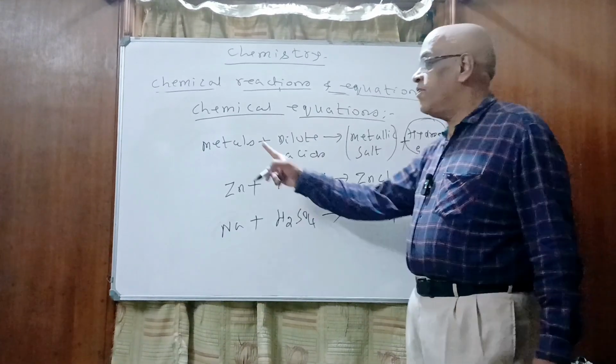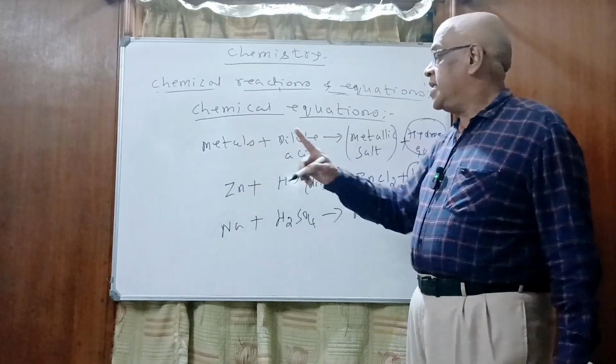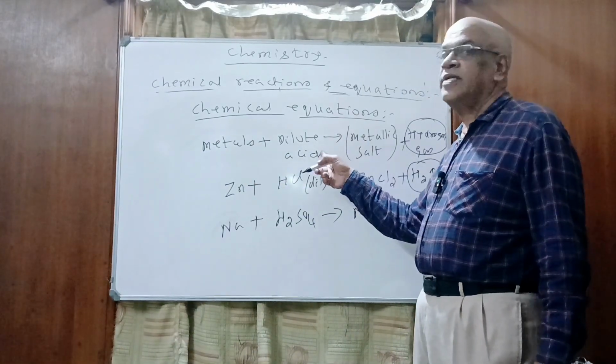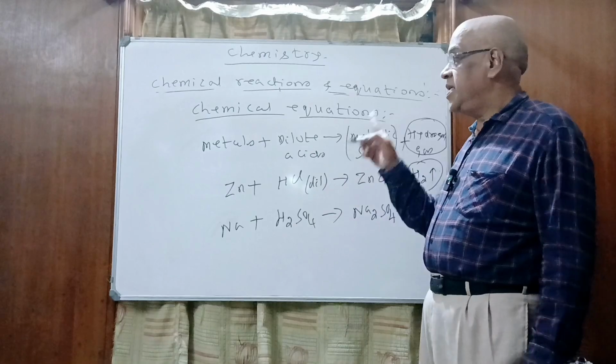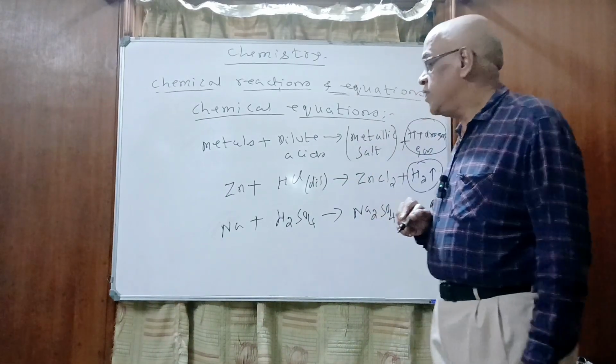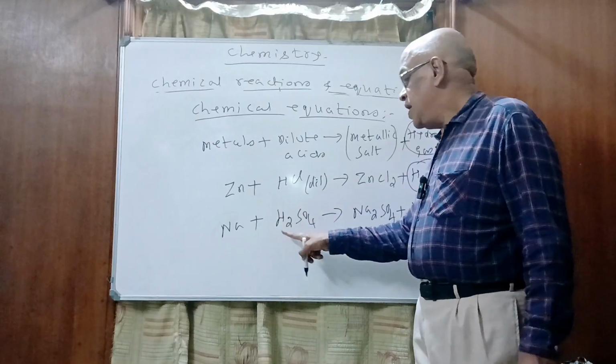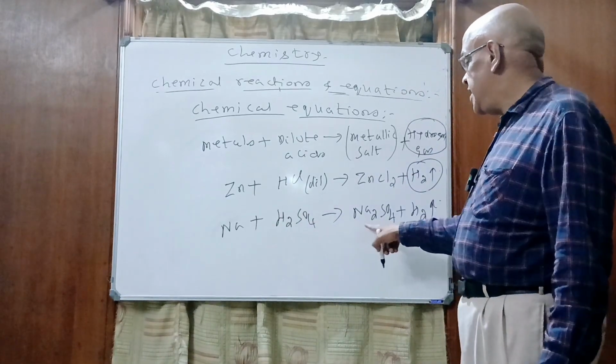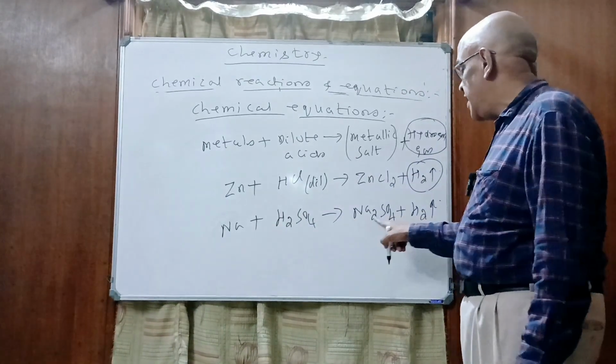Example of chemical reaction. Example of reaction of metals, second chapter. Example of reaction of acids, third chapter. See, 3, 4, 5 questions, same answer. That's the beauty of chemistry. Sodium reacts with H2SO4. What do we get? Na2SO4 plus H2. Why Na2, children?